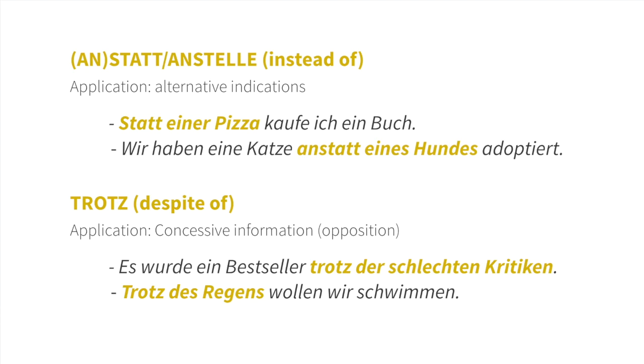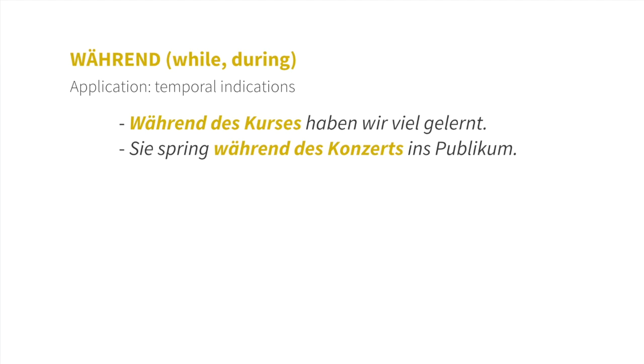Let's see the examples. Es wurde ein Bestseller, trotz der schlechten Kritiken. So it became a bestseller, the book, despite of the bad critics. Or, trotz des Regens wollen wir schwimmen. Despite of the rain, we want to go to swim. The next preposition is während, while or during.